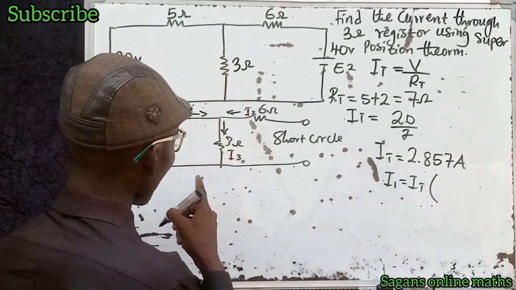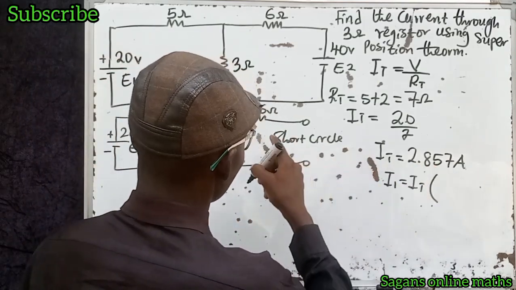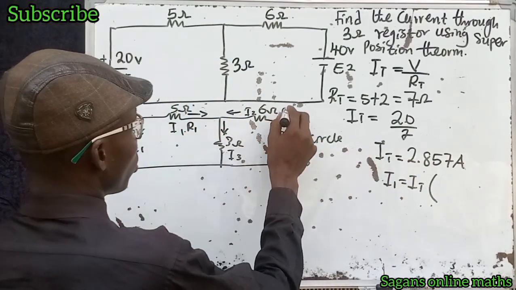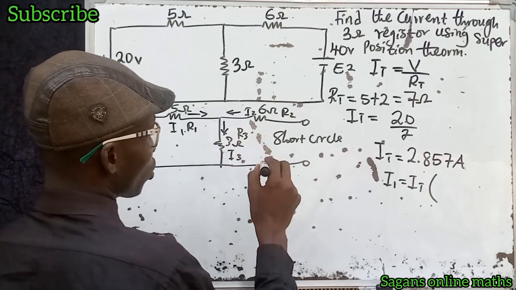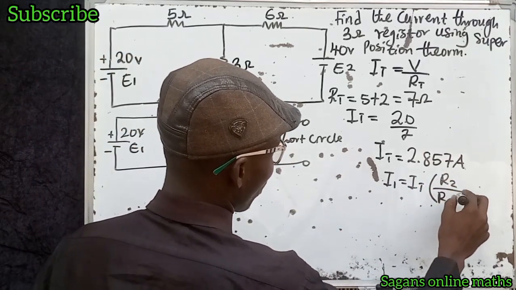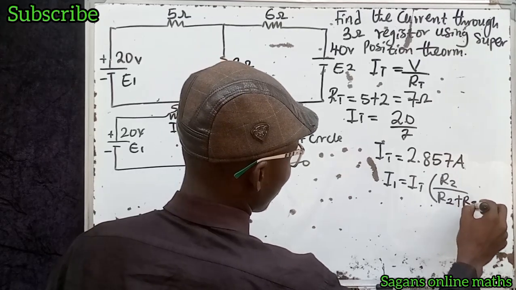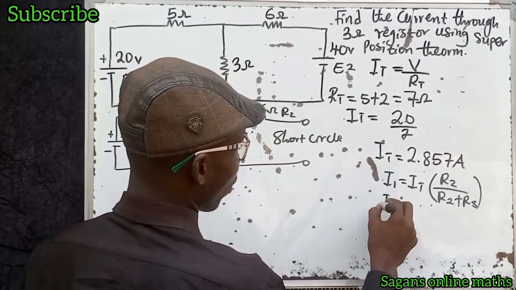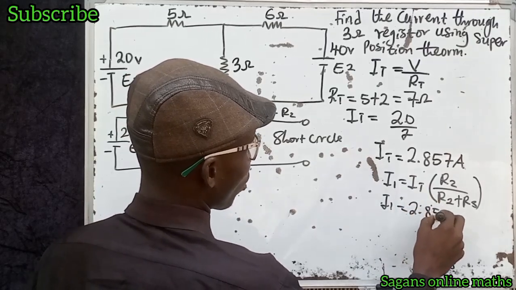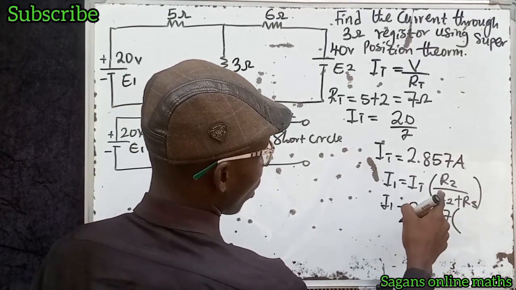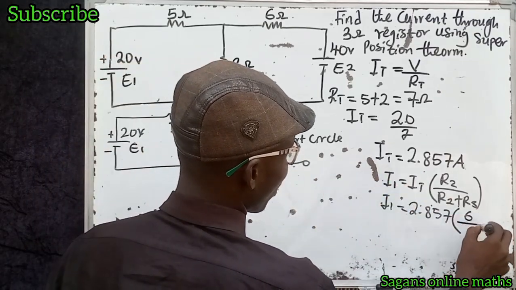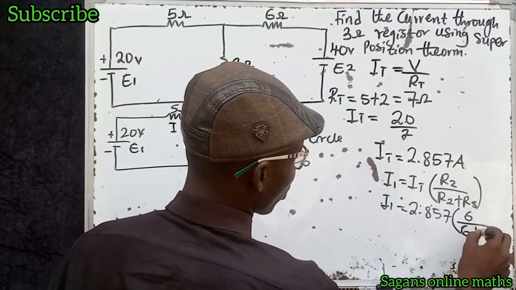resistor what? This is resistor 1, this is resistor 2, this is resistor 3, right? So multiply by resistor 2 divided by the sum of resistor 1 plus resistor 2, because they're in parallel, right? Now I1 is equal to our total current, 2.857, into resistor 2, which is 6 ohms. So this becomes 6 divided by 6 plus 3, right?